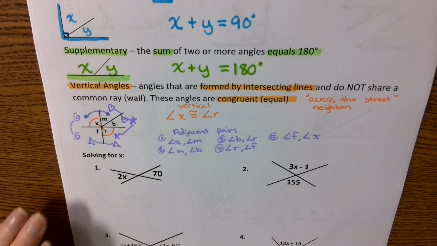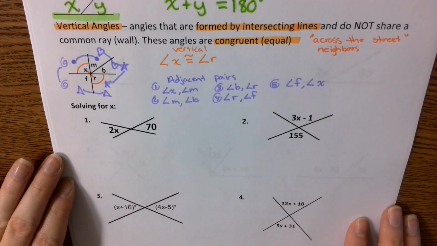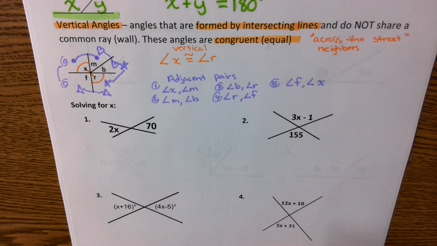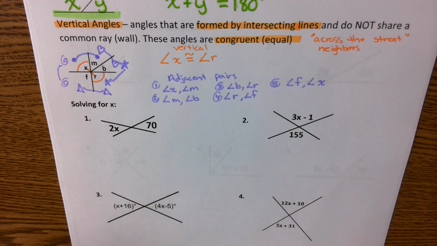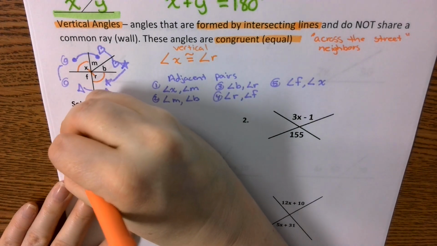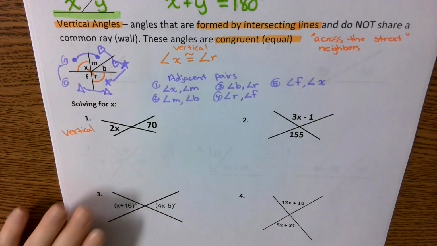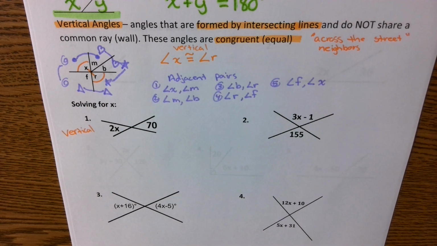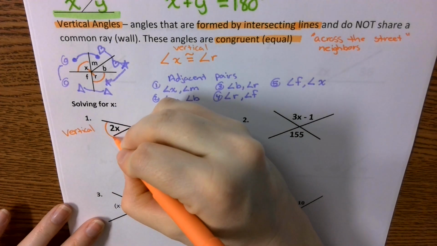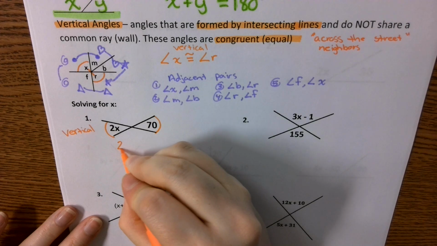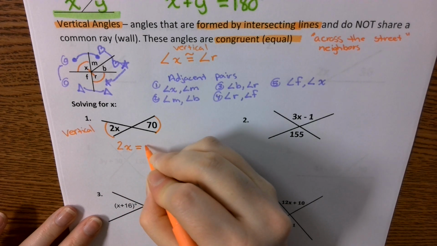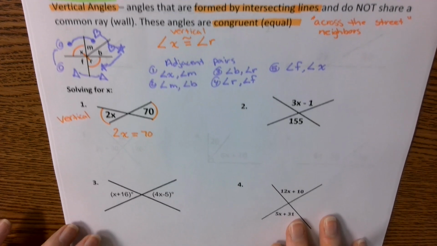Okay, so let's take a look here. The best thing that you can do is identify the kinds of relationships that you are dealing with before you start solving for any missing angle measurement. So the first thing that I'm going to note here is that problem number 1, these are considered to be vertical angles. And since they're vertical angles, that means that they are equal to each other. So that value of 2x is going to be equal or congruent to the value of 70. So when I'm creating an equation, I'm just going to put 2x is equal to 70 and then solve from there.